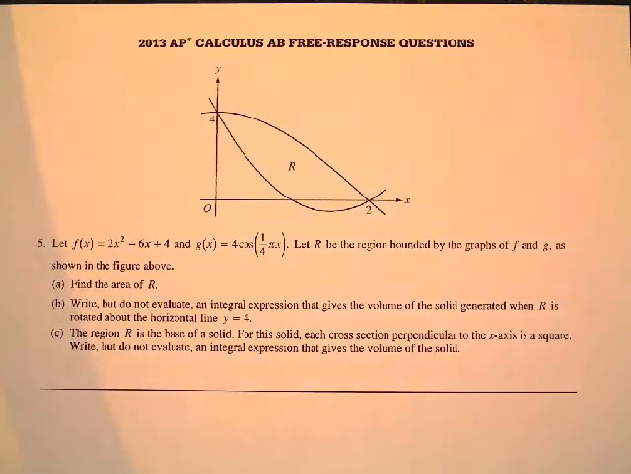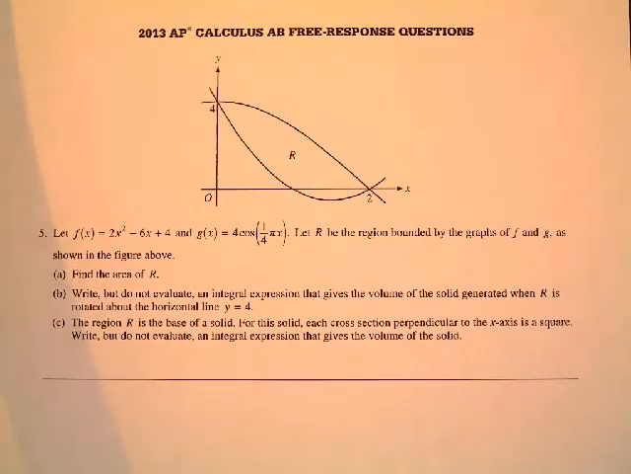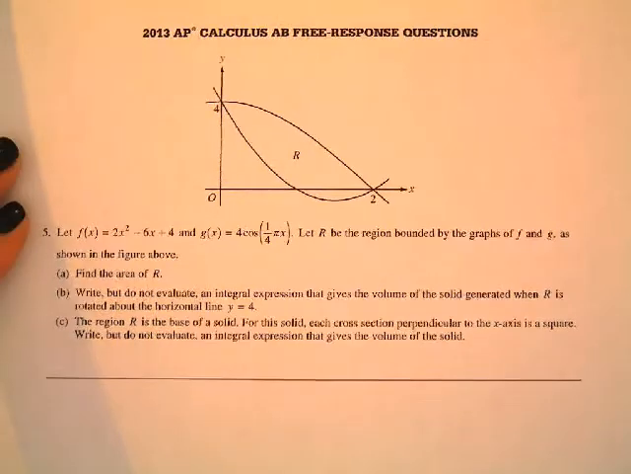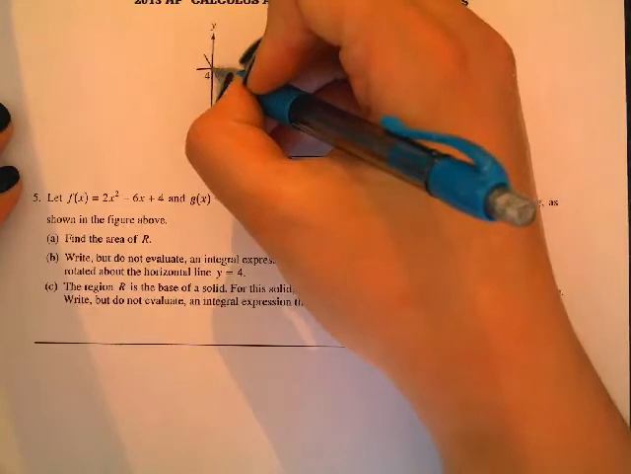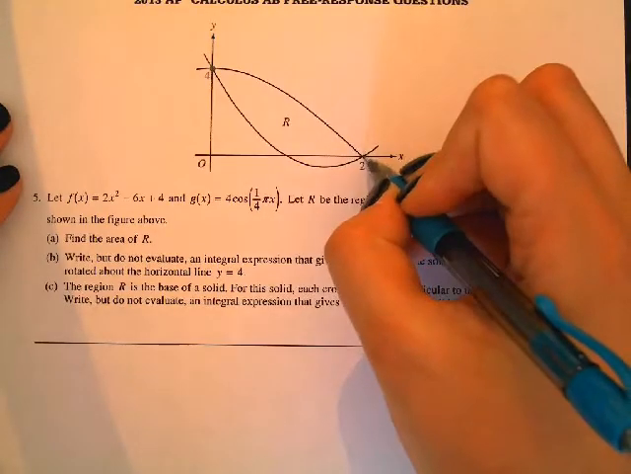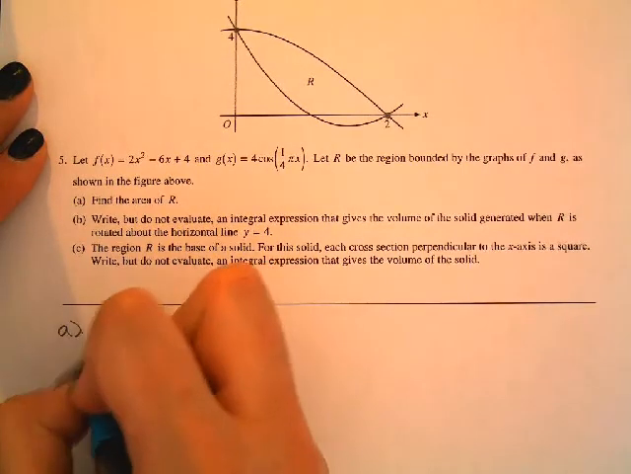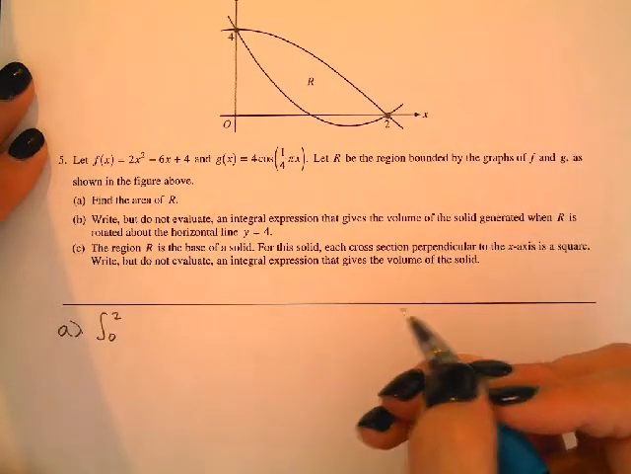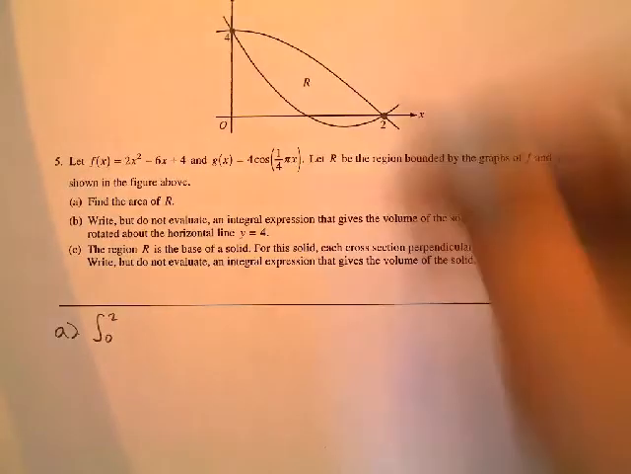This is the fifth FRQ from the 2013 AB exam, and the bummer about this problem is that since it's the fifth FRQ, there's no calculator use allowed on it. So we're going to find the area of R, and I can see that's going to be an x value of 0. There's my x value of 2, so to find the area, I'm going to have to do the integral from 0 to 2 of the top curve minus the bottom curve, and I just have to figure out which one is which.